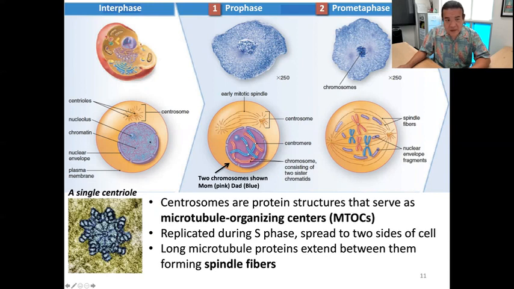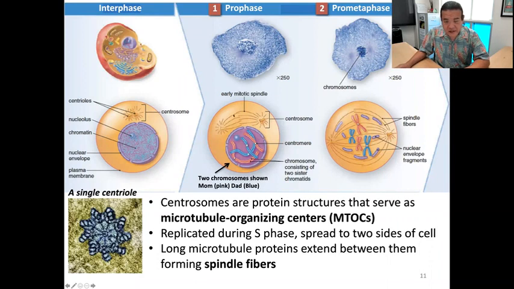Keep in mind, during interphase, as you went from G1 into S phase, each one of the chromosomes began condensing and began to replicate. That's why each one of the chromosomes here has a pair of identical chromosomes still attached together.